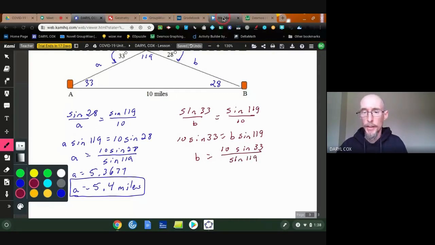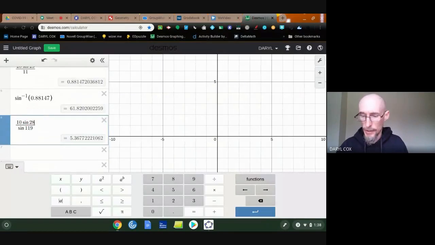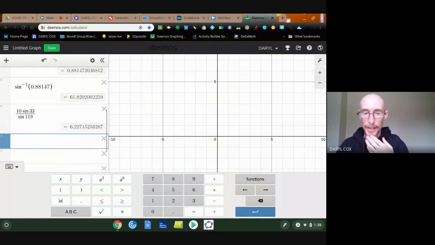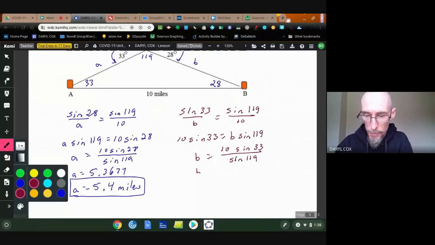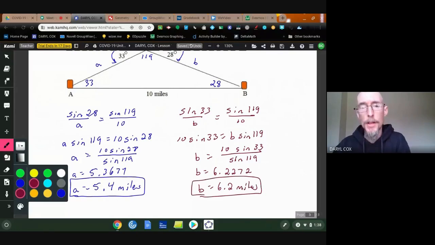And I'm going to go to my calculator. And the nice thing is I love this Desmos calculator. You can just change some numbers. And now you've got it. 6.2272. But they did say round to the nearest tenth. So 6.2 miles. And there you go. So here's a way that we can use trig even when we don't have right triangles.